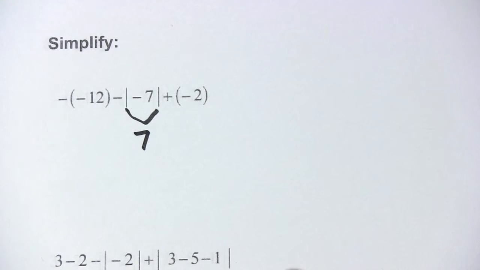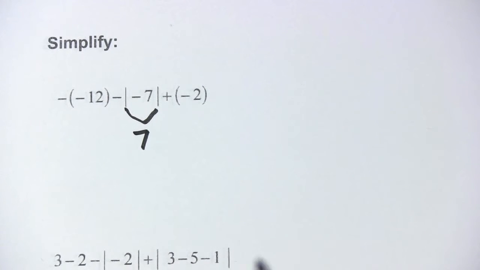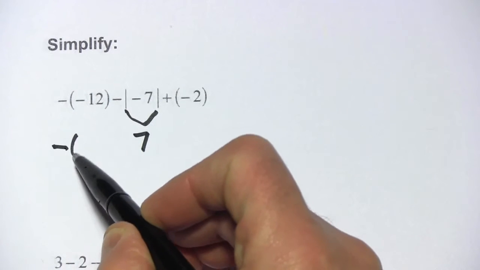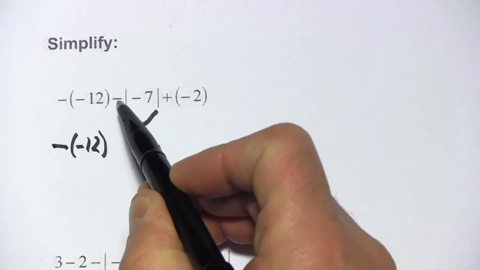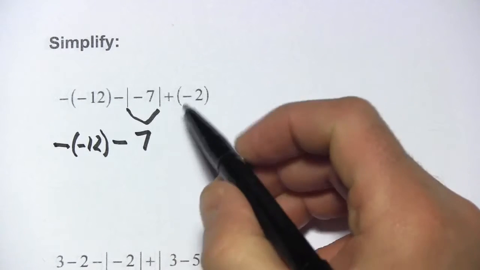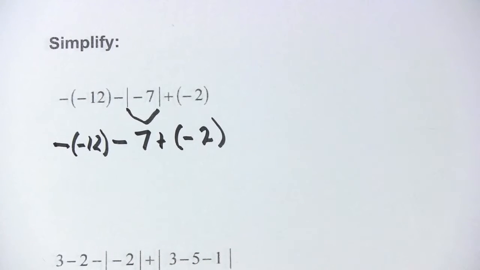And now I'm going to take this a step at a time and just rewrite the whole problem each step. So I've done this step. I'm going to rewrite what we have. We have a negative, and then in parentheses a -12. Then we have that negative sign. We did this chunk. So that's the +7. Then we have a plus sign, and in parentheses a -2.